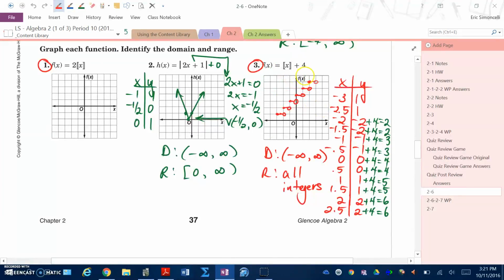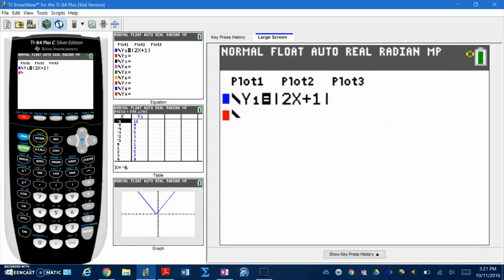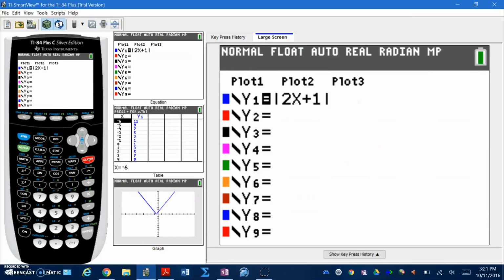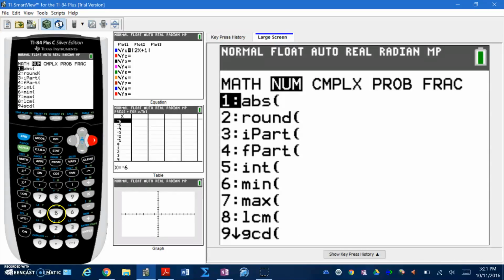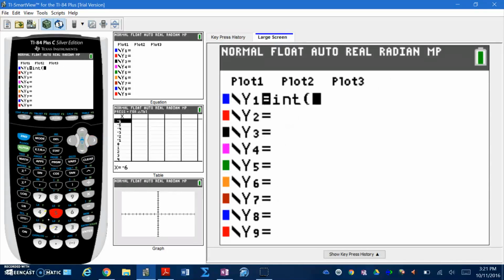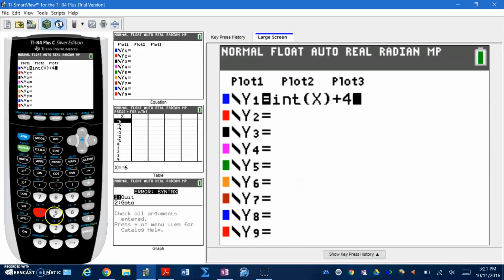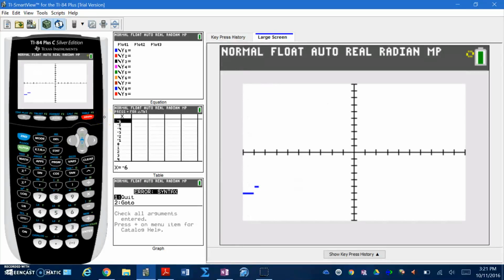This is the step function, as we saw, f of x equals the greatest integer of x plus 4. To get to the greatest integer function, go back to y equals. This time I'll clear that function, math, numbers, and then option number 5. The greatest integer is that. I'll type in x, close the parentheses, because I'm only wanting the greatest integer for that, and then plus 4. Graph, and here comes your steps.